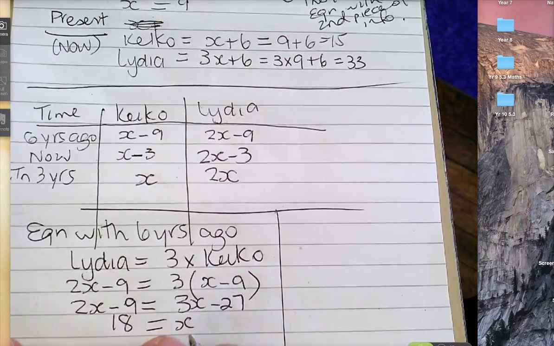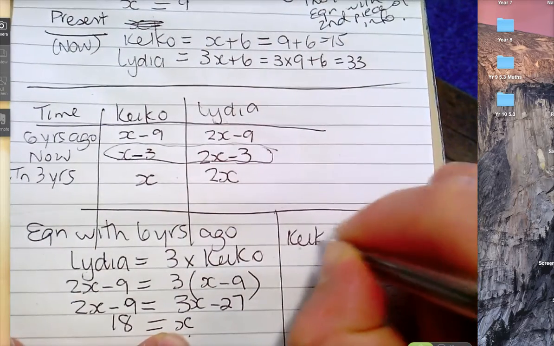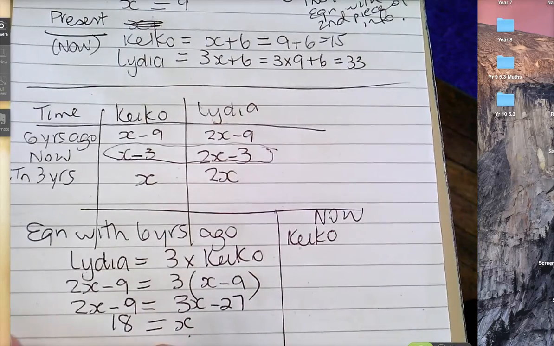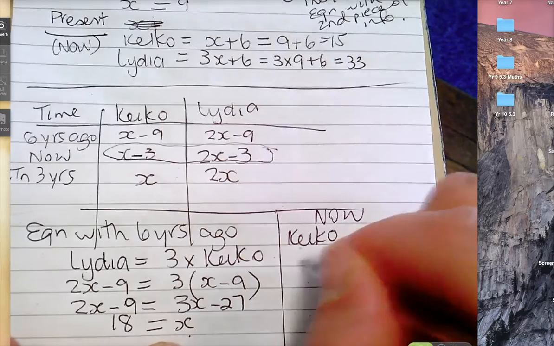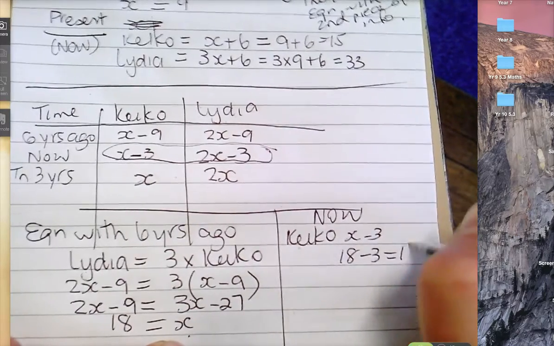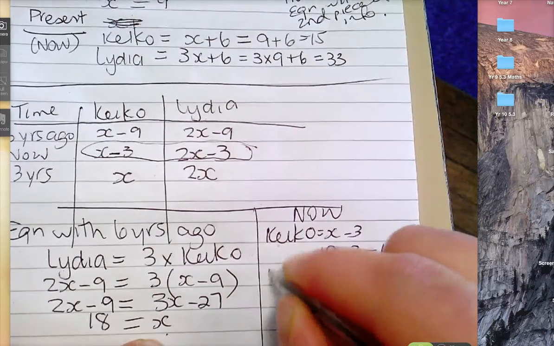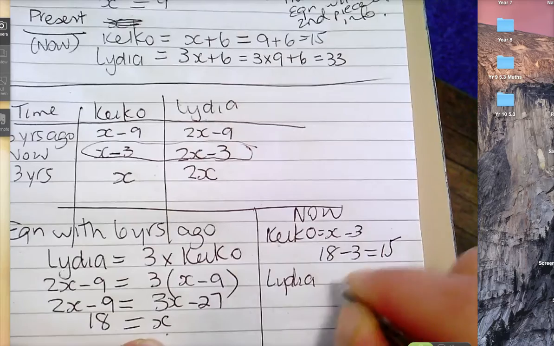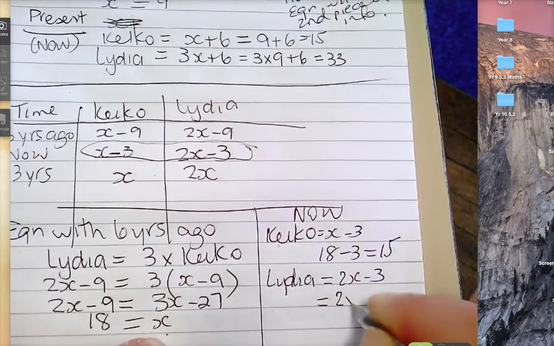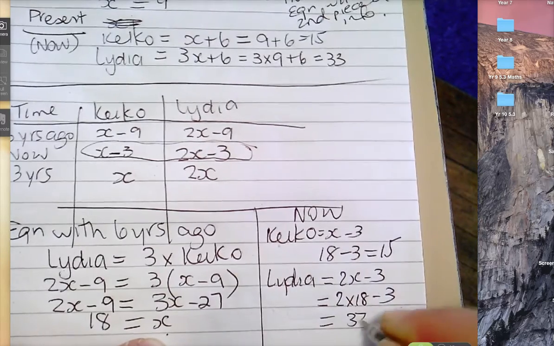So, girls, if x is 18, look now. How old's Kiko now? x minus 3, 18 minus 3, which is 15. And Lydia now is 2x minus 3, which is 2 times 18 minus 3. 36 minus 3 is 33.